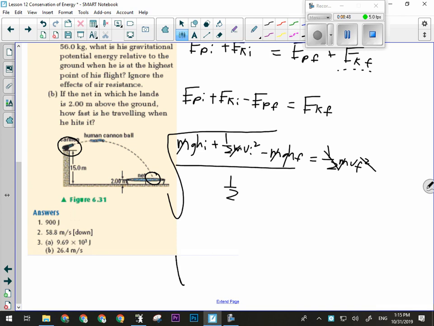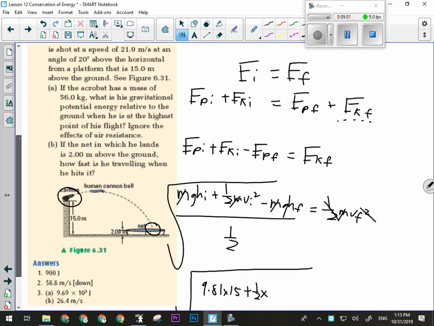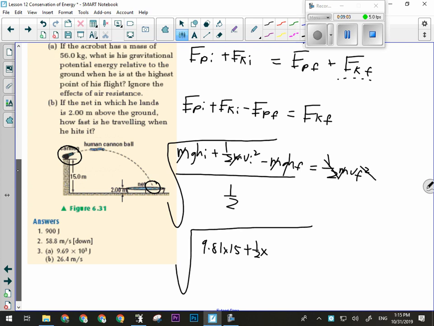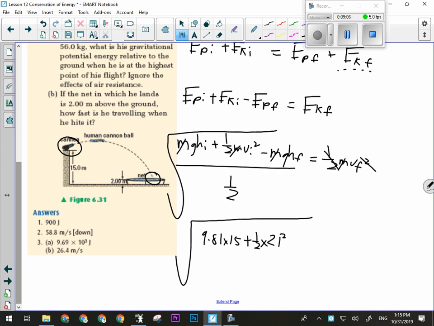Then I can plug in my numbers. So 9.81 times 15, because that's the launching height, plus 1/2 times the initial speed, which is 21 meters per second, and that's got to be squared. Minus 9.81 times the final height. The net is 2 meters above the ground, so I've got to include that. Then I'm going to divide that by 1/2 and square root the whole thing.